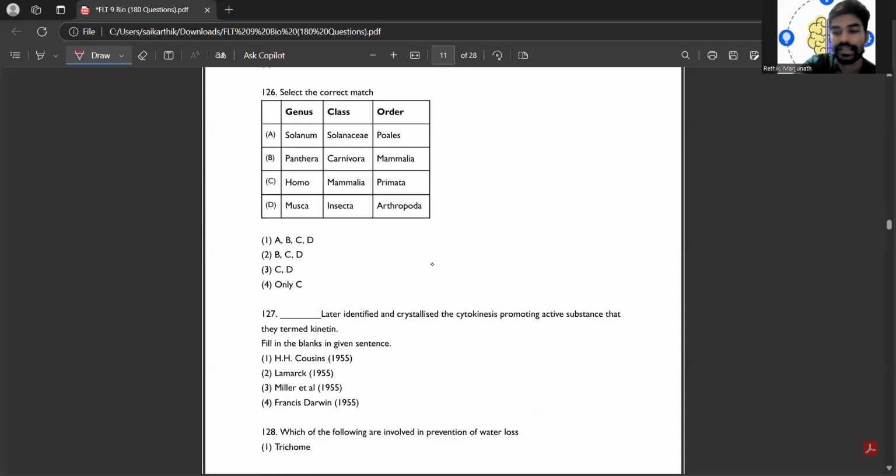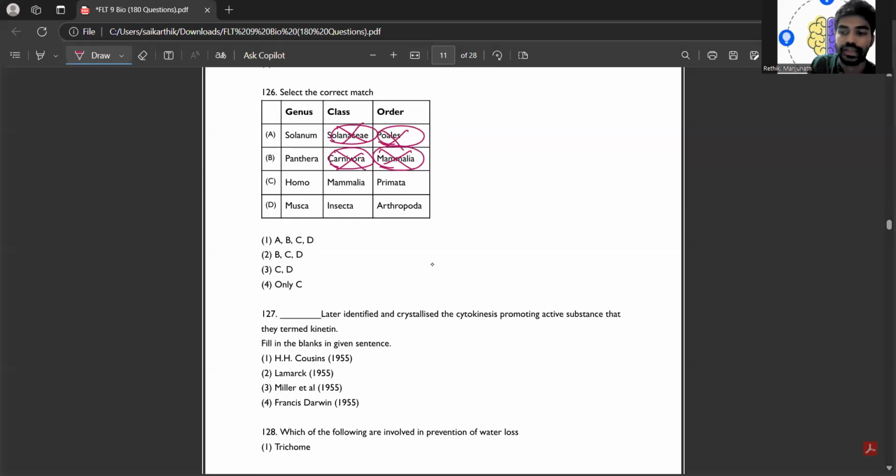So 126 is about what? Again, select the correct match. Solanum, that is what? Out of all this, this is no, right? Because it is dicotyledon, the class is wrong. Then Panthera, class mammalia, so this is also wrong. This is Carnivora, so this is also wrong.